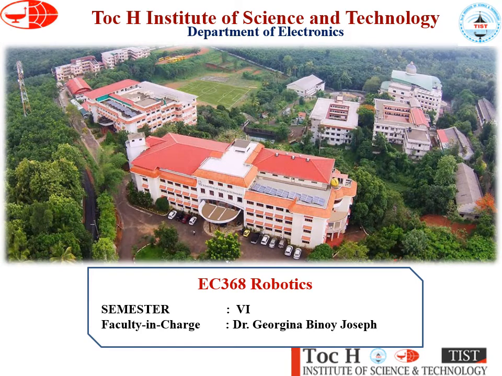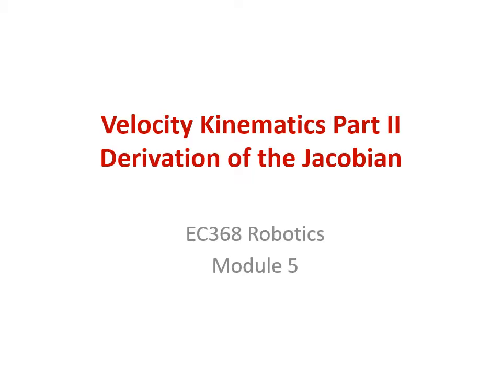Hello everybody, welcome to the lecture series on EC368 Robotics Module 5. We had done Velocity Kinematics Part 1 in the previous lecture, and in this lecture we are continuing this. We are going to study an important derivation called the derivation of the Jacobian. Just a reminder once again, as this video involves a lot of derivations, a lot of symbols, please keep your notes of this topic along with you so that the derivations can be seen clearly.